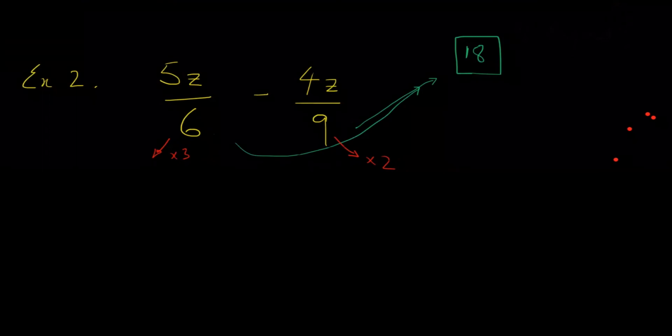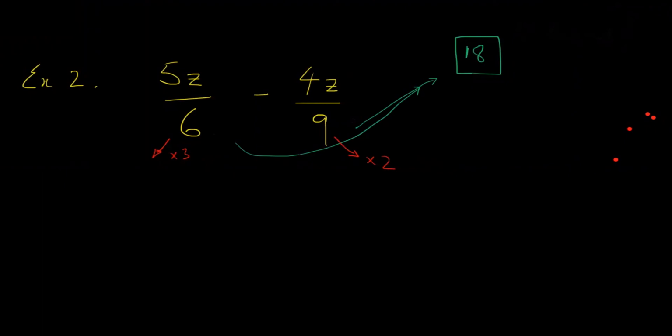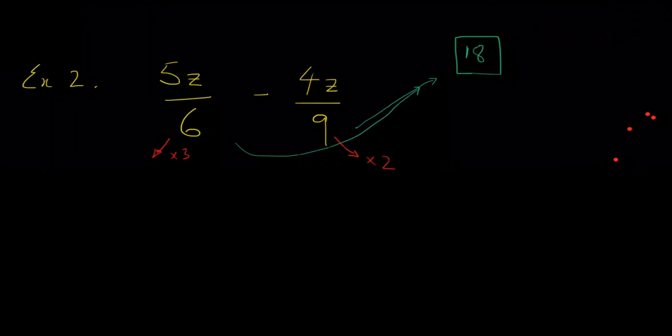So the general goal is, what's the lowest number? The general rule is, find the lowest number that can be divided by each of the denominators, okay? So the lowest number was 18. It can definitely be divided by 6, and it can definitely be divided by 9. And that's the way we're going to do it. So let's carry on.